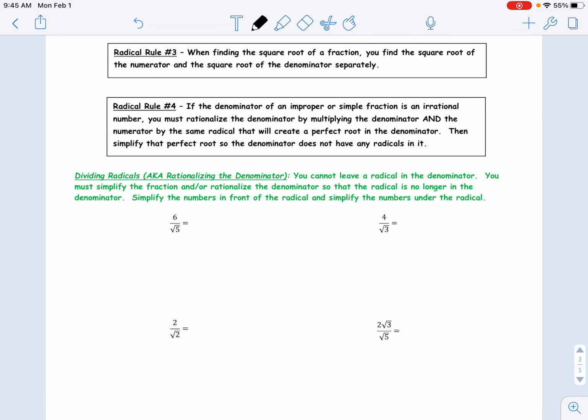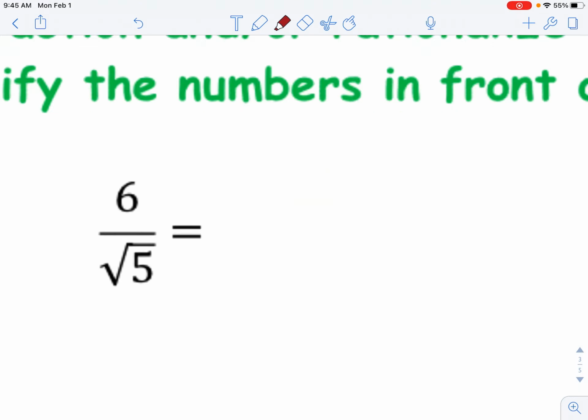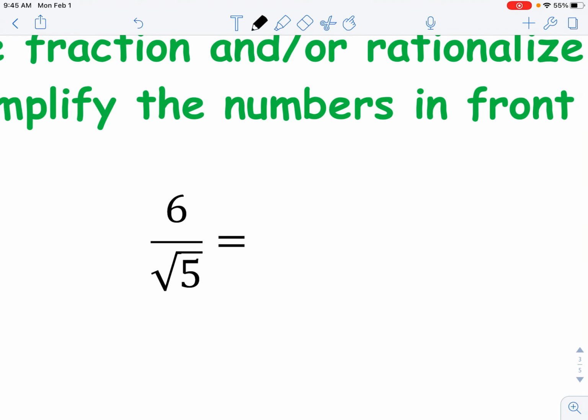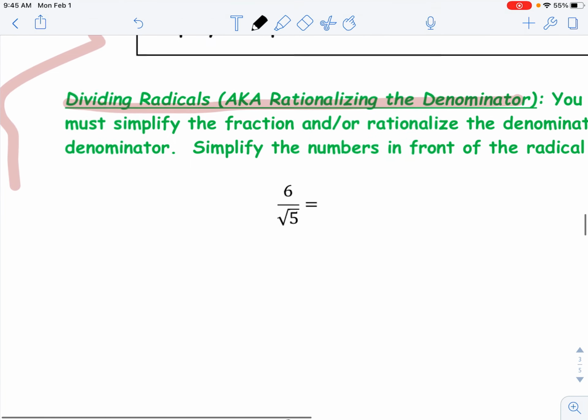Okay, students, so next we have radical rules number 3 and 4. Very wordy stuff, all right? A lot of stuff right here. We're going to be rationalizing the denominator. Really, that means we don't want any radicals in the denominator. We want whole numbers only. We consider that to be more simplified in math.